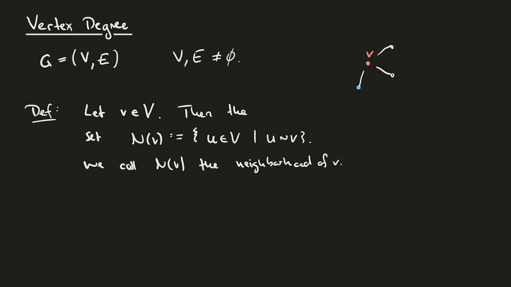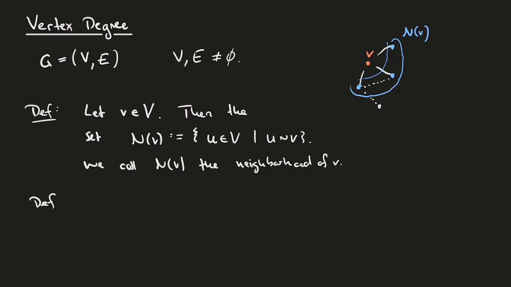In our drawing above, the vertices that are connected to V are exactly these vertices I've drawn around V, and these form the neighborhood of V. Naturally, these vertices could be connected to each other or could be connected to other vertices in the graph, but when we're looking at the neighborhood, then we're just isolating all of the vertices that are connected to V.